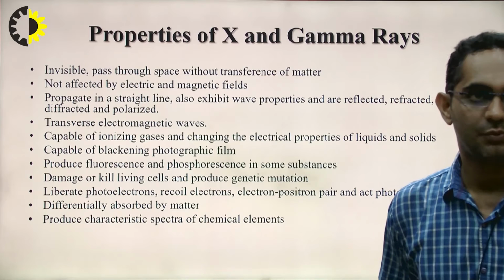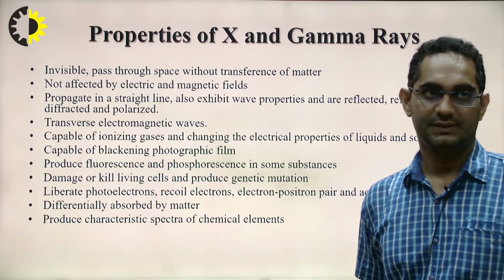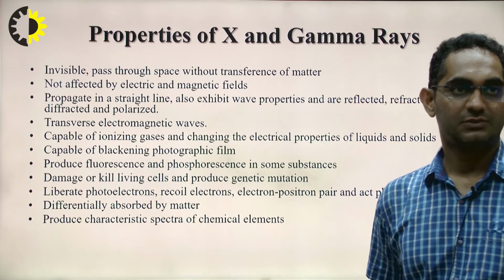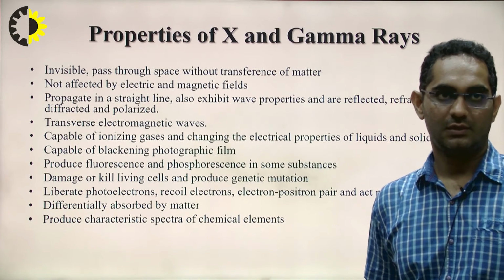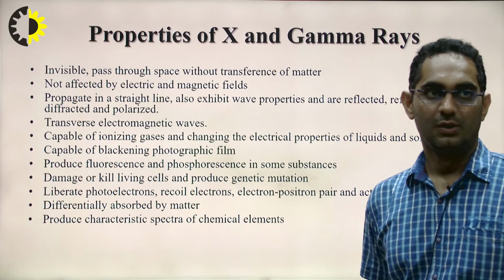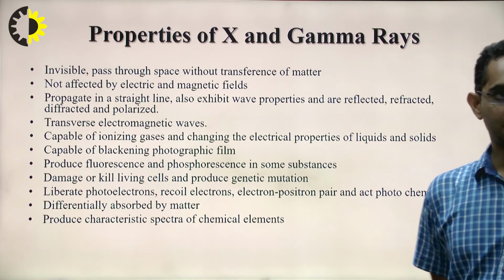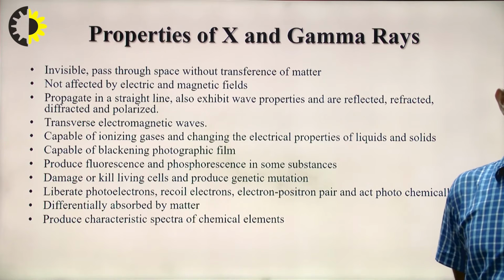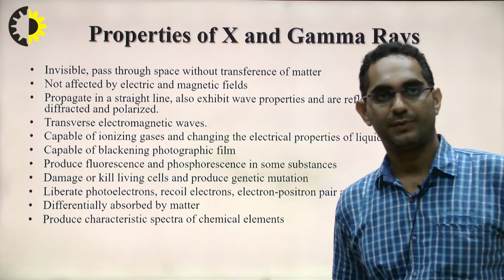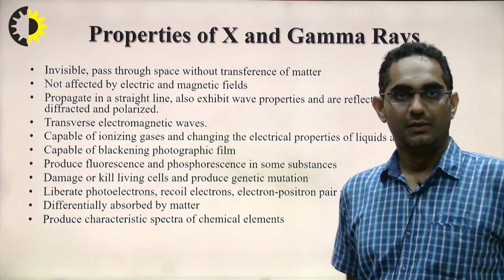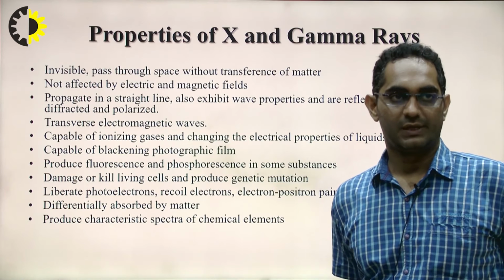Then next are the properties of gamma and X-rays. Invisible, they pass through space without transference of matter, are not affected by electric and magnetic fields, and propagate in a straight line. They also exhibit wave properties and are reflected, refracted, diffracted and polarized.